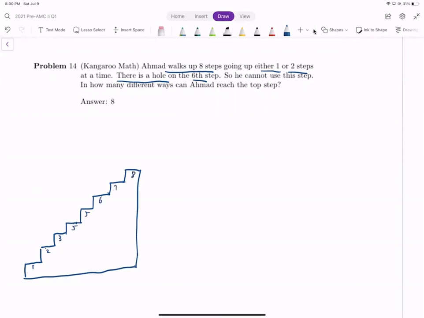Okay, now here the issue is there's a hole on the 6th step, so that means you cannot reach here.